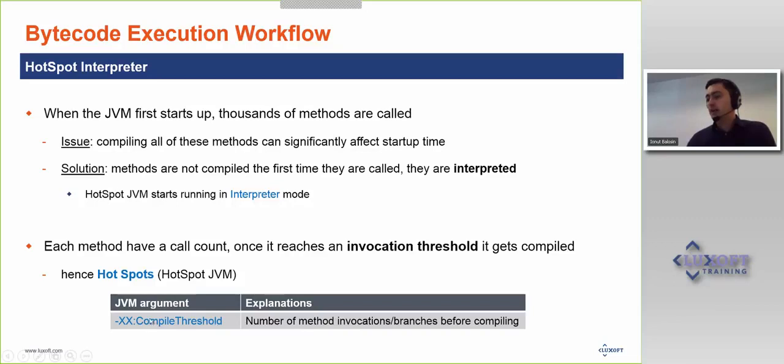We have a JVM argument to influence this invocation threshold. It's called compile threshold. It's mainly the number of invocations or branches before a method is compiled. Once that method reaches this threshold, it gets compiled and switched into native code.